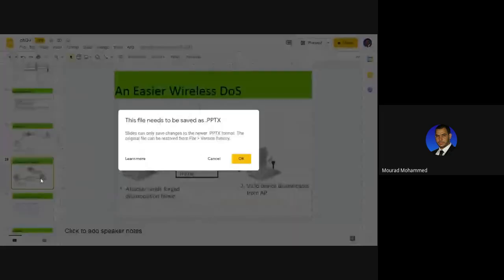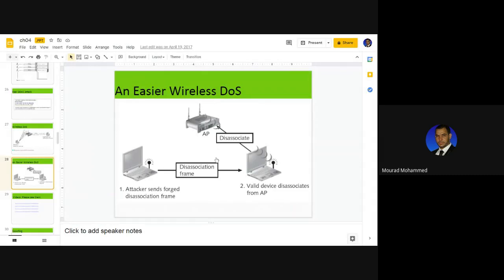Another technique to do a wireless DoS is by sending a disassociation frame. How? An attacker will mimic that he is a client by doing a privilege escalation or a network redirect, or a device redirect. We defined that last class, network redirect or device redirect.